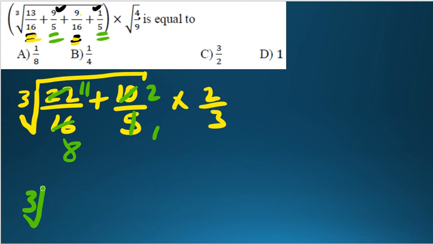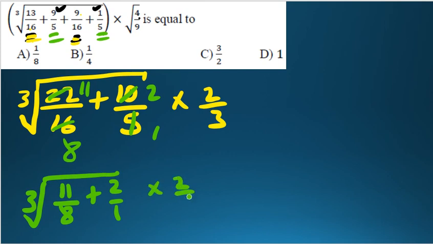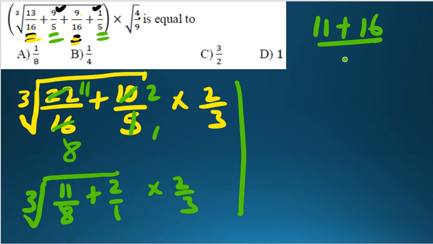In the cube root, 11 over 8 plus 2 over 1, then times 2 over 3. This one I don't have another choice. I have to apply crisscross. 11 times 1 is 11 plus 8 times 2 will be 16 over 8, times 2 over 3. This is cube root, don't forget.